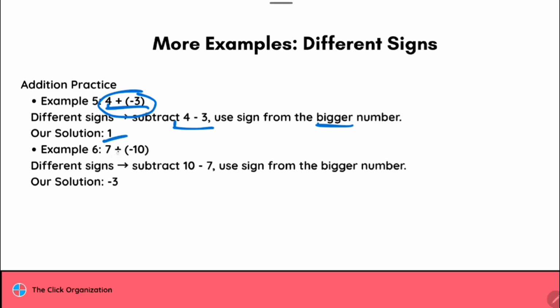Example number 6 says 7 plus -10. Here both the integers have different signs. In that case, as you know, simply subtract both the numbers, 10 minus 7, and use the sign from the bigger number. So 10 minus 7 is 3, and the bigger number in this question is 10, and the sign of 10 is negative. So the answer would be -3.